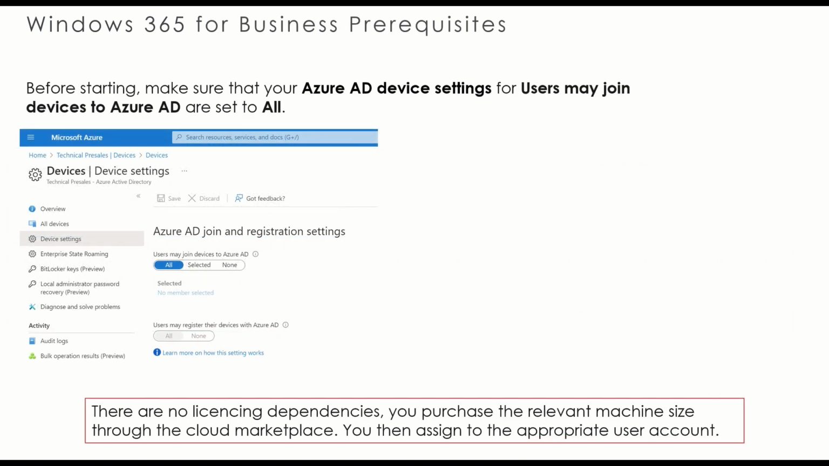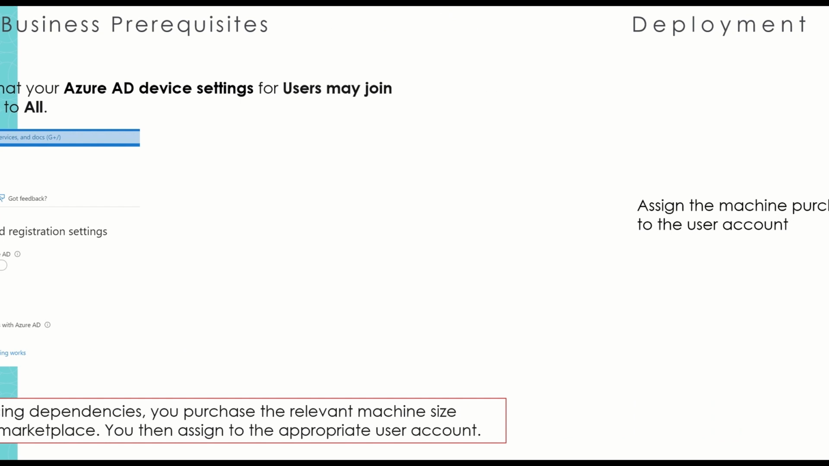Before deploying your Windows 365 solution, you need to open up portal.azure.com, go into Azure Active Directory, and make sure under device settings users are able to join devices to Azure AD. There are no licensing dependencies. You purchase the machine size through the marketplace itself, and then you assign the appropriate user account to the device.